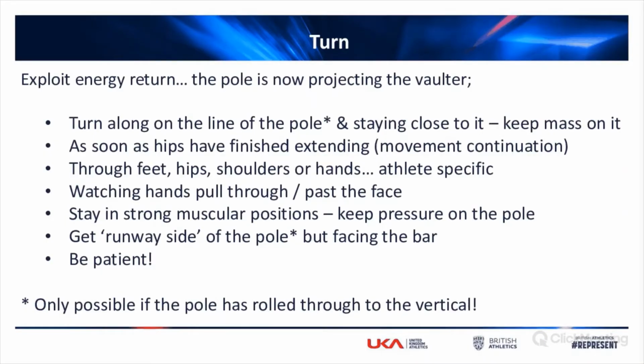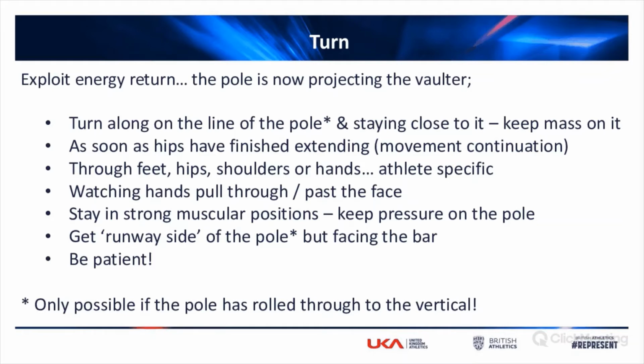First of which is the turn, and this is the opportunity the vaulter has to really exploit the energy return of the pole. The pole's now starting to really project the vaulter and accelerate them upwards. So in order to make the most of that, the athlete needs to turn along the line of the pole and stay really close to it. As soon as we get separation, the energy that's coming up through the pole doesn't hit into the mass of the athlete and accelerate them.